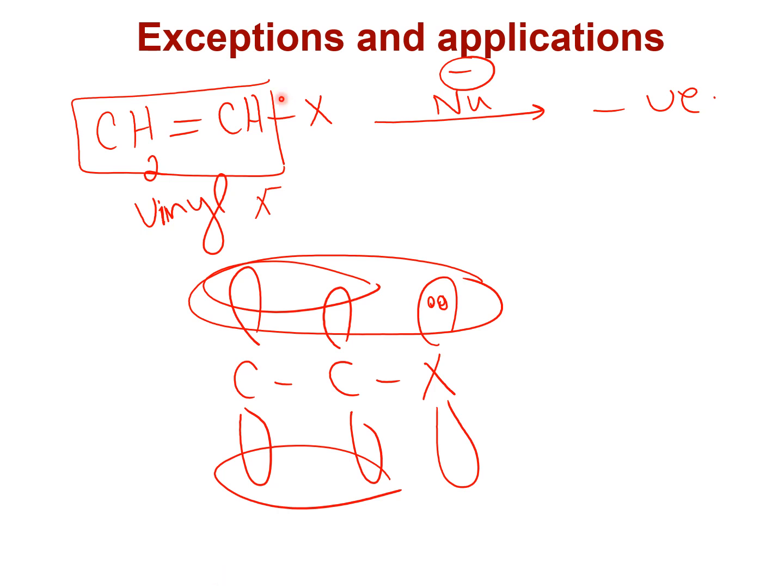Accordingly, we say that this bond is not really a single bond. It's a partial single, partial double. And that's why it's very difficult to break this double bond. And accordingly, this reaction gives a negative reaction. You cannot break the bond between the halogen and the vinyl group.